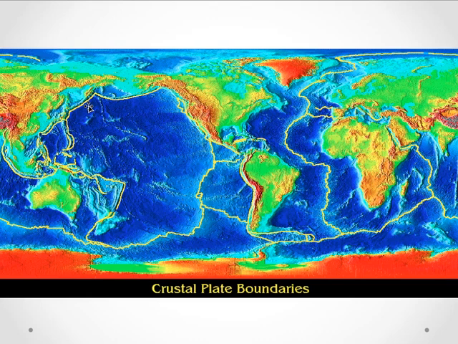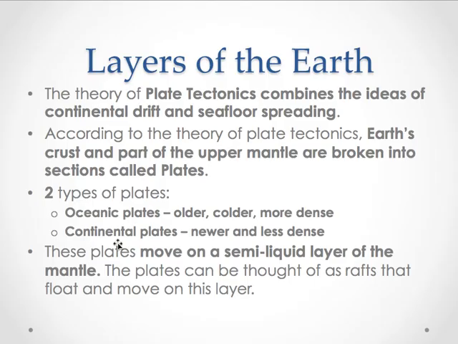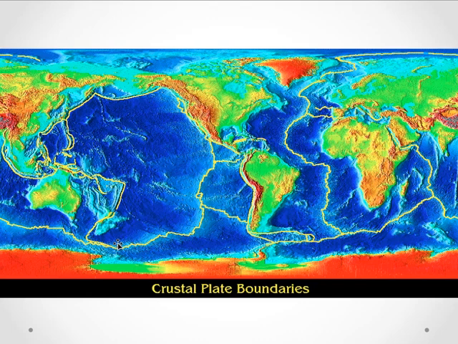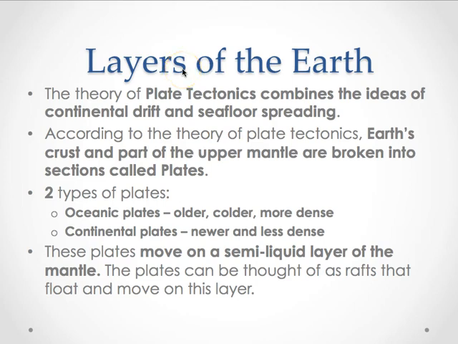If we go back to this slide, you can probably pick out the oceanic plates, such as our Pacific plate right here. These oceanic plates are older, colder, and more dense. Our continental plates are made up mostly of land, such as our North American plate. Continental plates are newer and less dense. All of these plates are moving around on a semi-liquid layer of the mantle. We're going to get to our layers of the Earth in just a second, but the plates can be thought of as rafts that are floating and moving along on this layer.